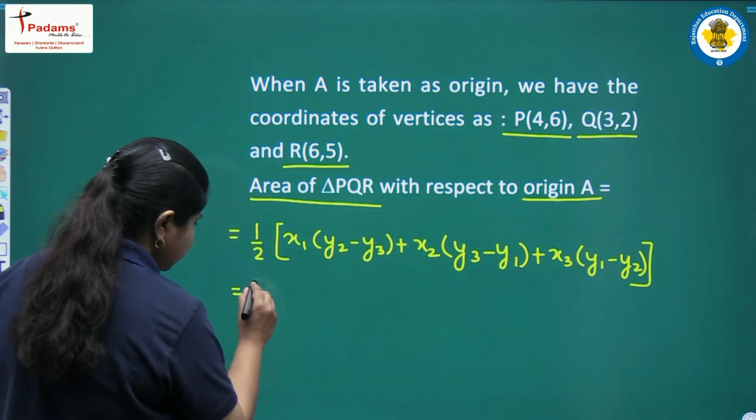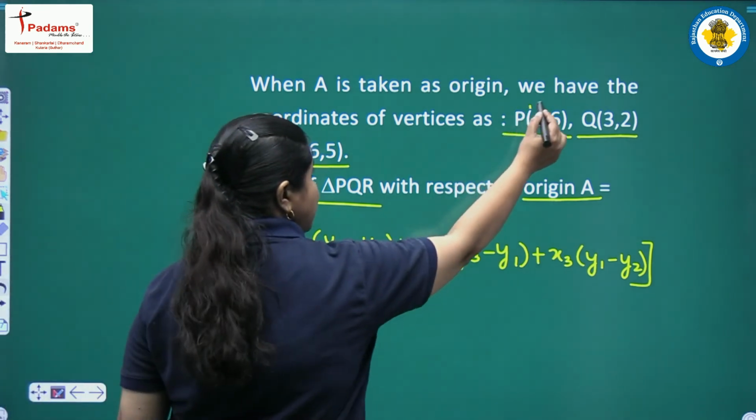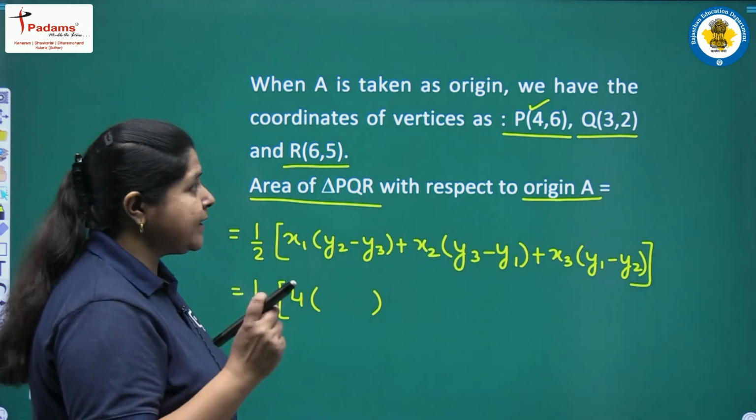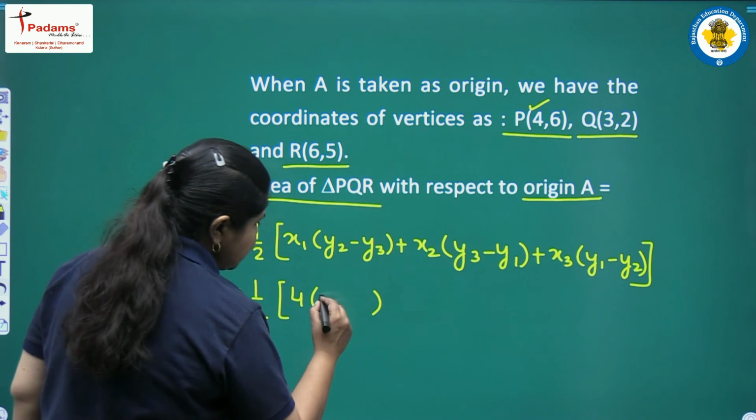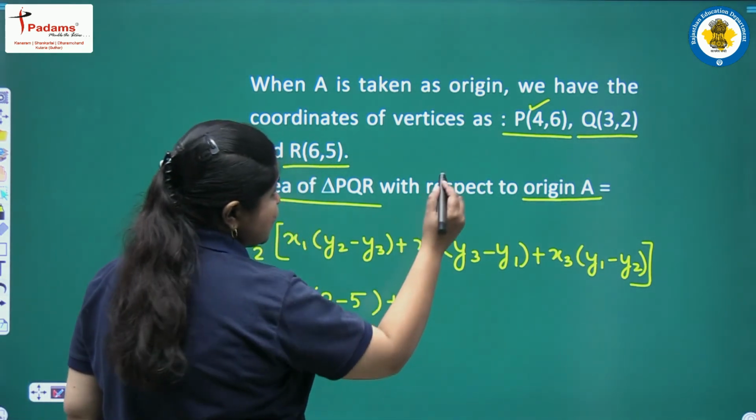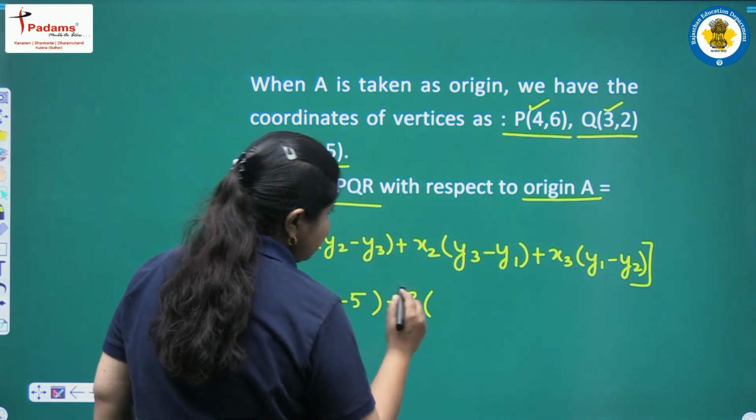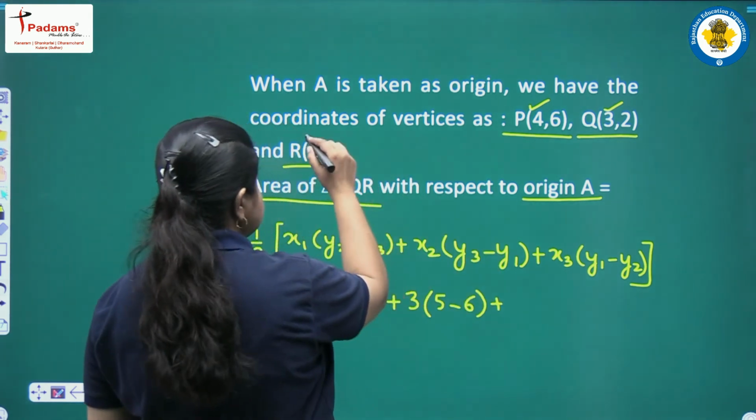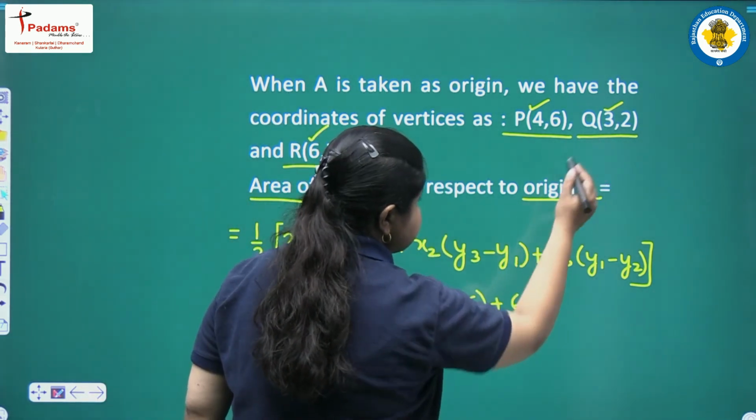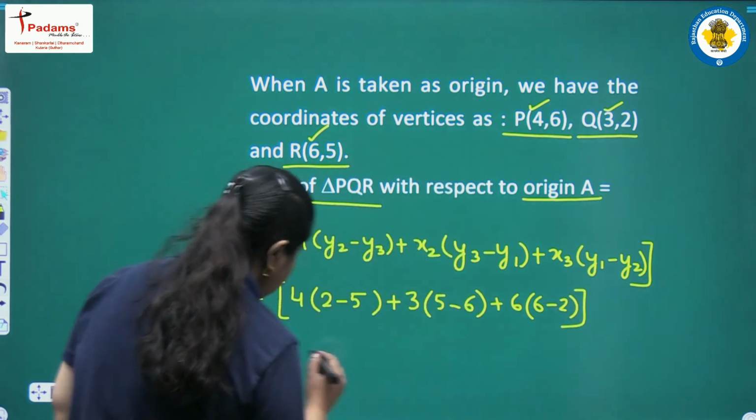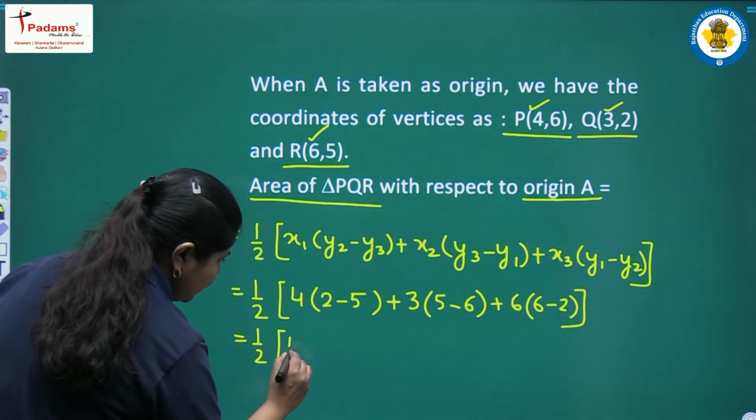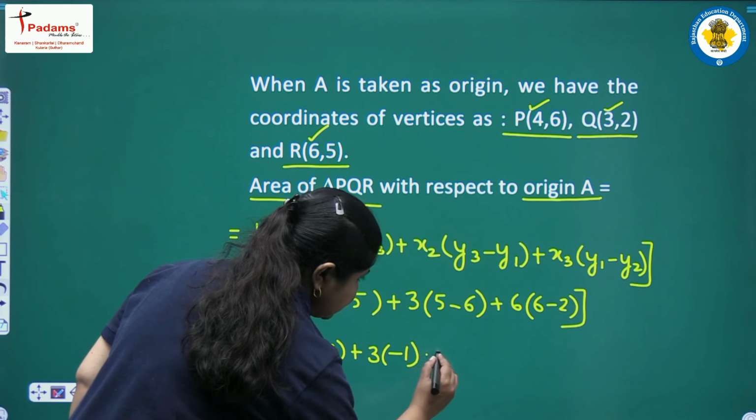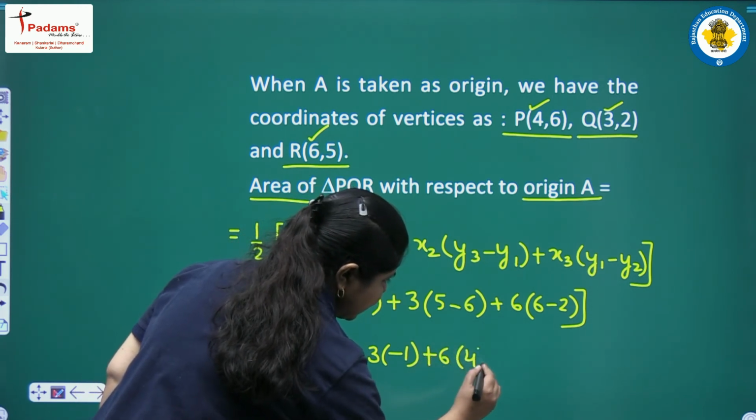Now using this formula we get it as half x1, it is 4, and then the difference of the y coordinates of the remaining 2 points, and we have to take care of the order in which we take the points. We will have 2 minus 5 plus x2, it is 3, so 3 into, here we have 5 minus 6 plus x3, it is 6, and then we have 6 minus 2. Now on simplifying, this will be equal to half into 4 into 2 minus 5, it's minus 3, plus 3 into 5 minus 6, it's minus 1, plus 6 into 6 minus 2, it's 4.